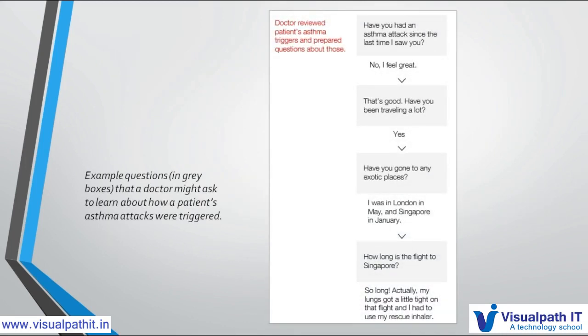So in this image, the gray box is what we ask as the question. In the image, if you see, the doctor reviewed the patient's asthma triggers and prepared questions about those. Have you had an asthma attack since the last time I saw you? The patient says, no, I feel great. So the next question the doctor asks, that's good. Have you been traveling a lot?